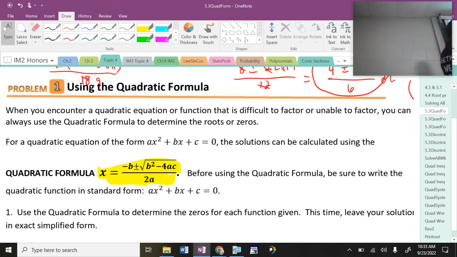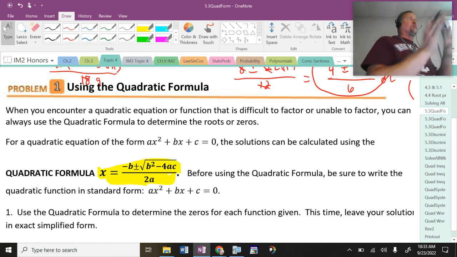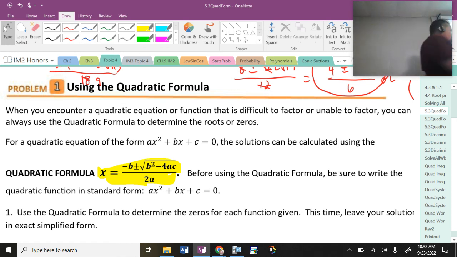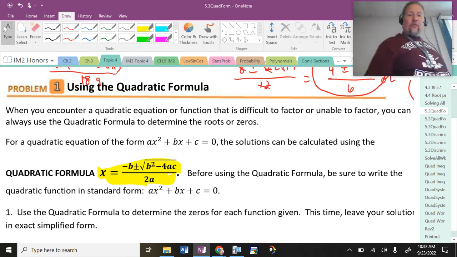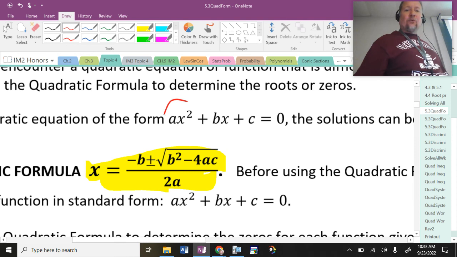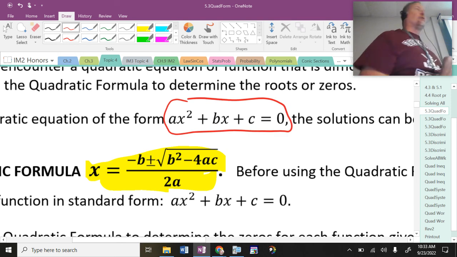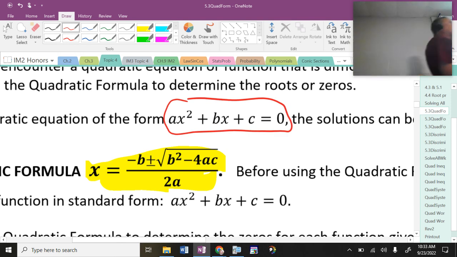I wouldn't. All right. When you encounter a quadratic equation or function that is difficult to factor or unable to factor, you can always use the quadratic formula to determine the roots or zeros. Remember, the word root means zeros. It's one of the weird math words. For the quadratic equation in the form of, all right, I'm going to really zoom in on this, ax squared plus bx plus c equals 0. That's standard form.